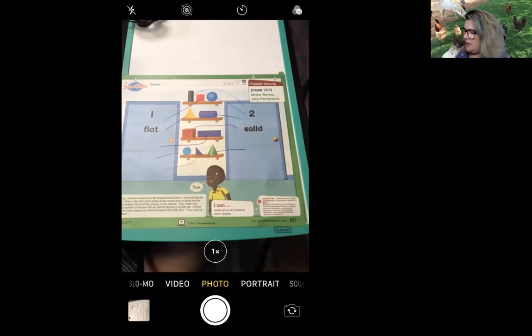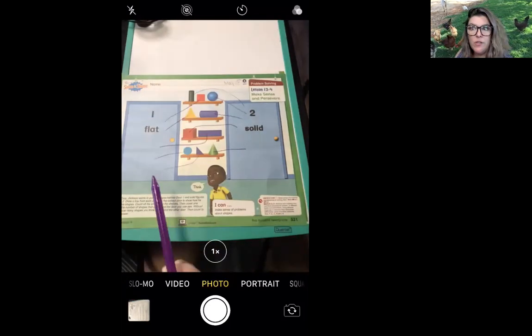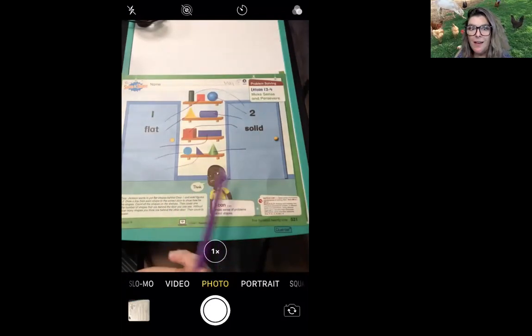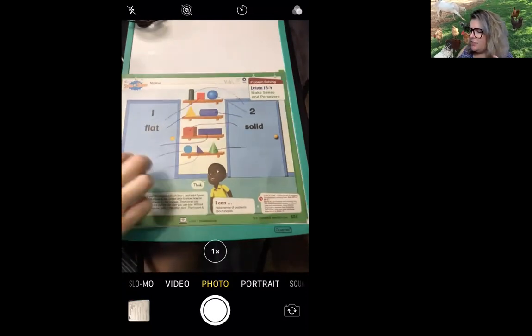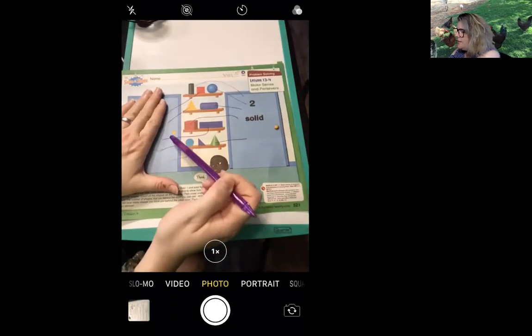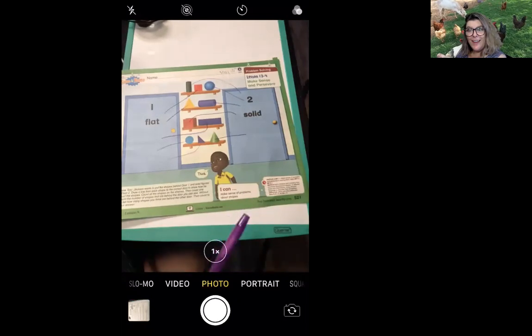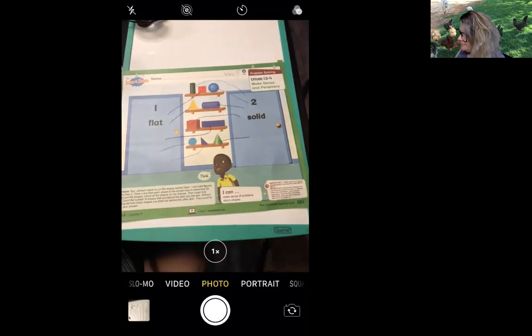You know what's interesting? We had 5 solid shapes. There are 10 shapes total, which means how many shapes are flat? What number plus 5 equals 10? 5 plus 5 equals 10. So that would mean there must be 5 flat shapes. Let's count and find out. 1, 2, 3, 4, 5. You're right. 5 shapes. So there were 5 flat and 5 solid.